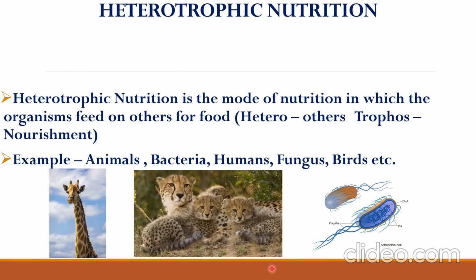Heterotrophic nutrition. Now we know autotrophs prepare their own food and feed themselves and the rest of the living world. Heterotrophic nutrition is exactly the opposite. Heterotrophic nutrition is the mode of nutrition in which organisms depend on other organisms for food. They do not prepare their own food. Instead, they depend on other organisms for food. The word heterotrophic is derived from hetero, which means others, and trophos, which means nourishment. So all humans, almost all bacteria, animals, fungi, birds, reptiles, etc.